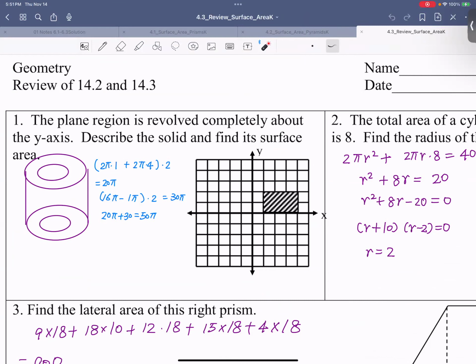This first one, that's a tricky one. Right, let's see here. The plane region is revolved completely about the y-axis. This region is revolved, so you treat this as your center. Everybody see my camera? So basically, you are using something to do the rotation.